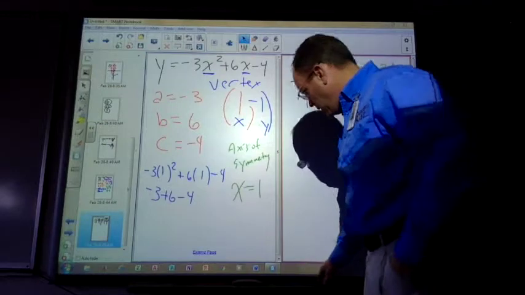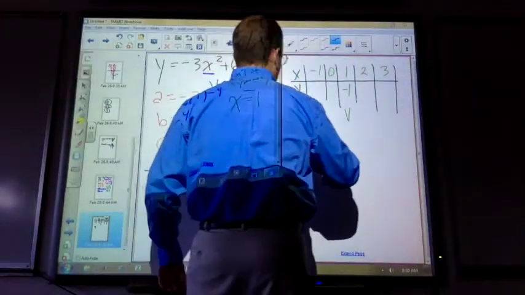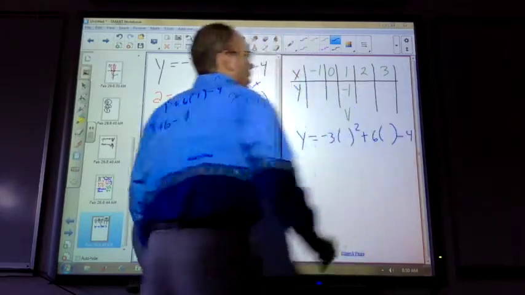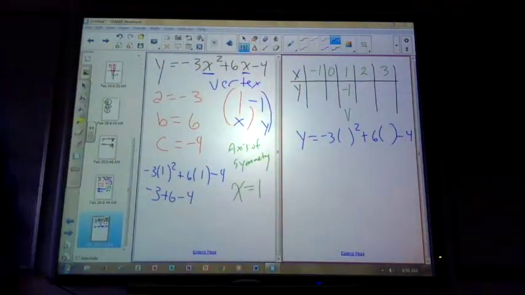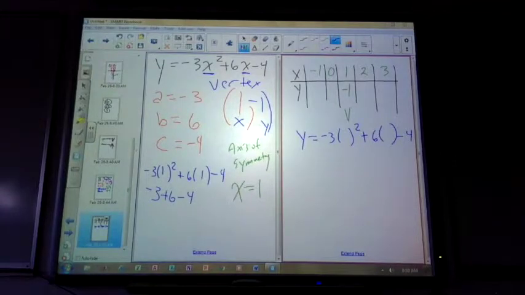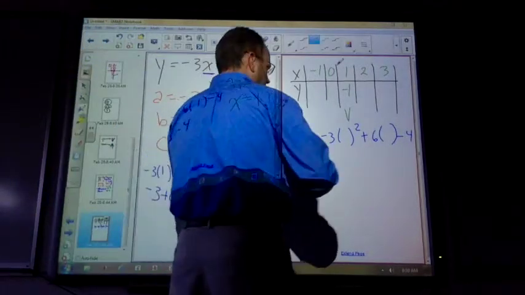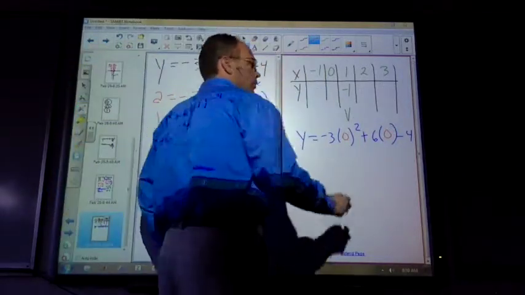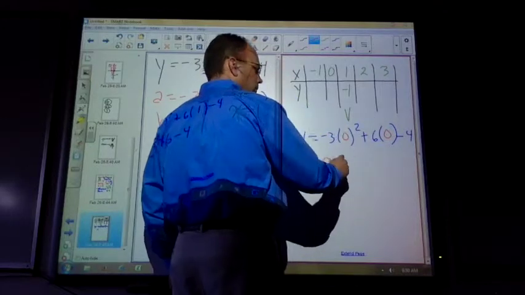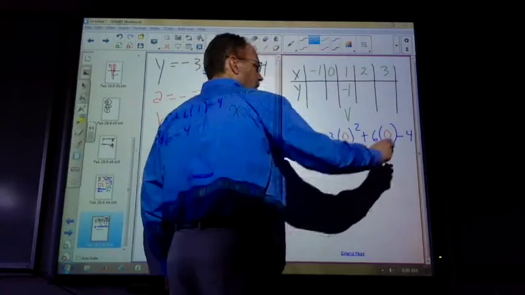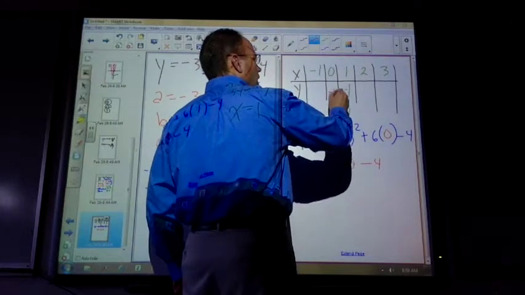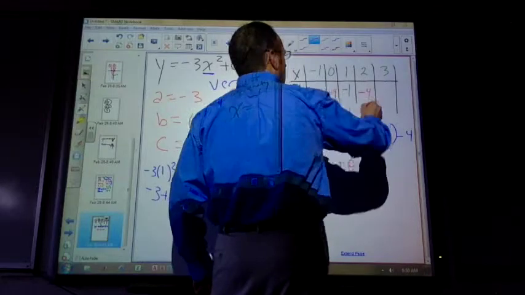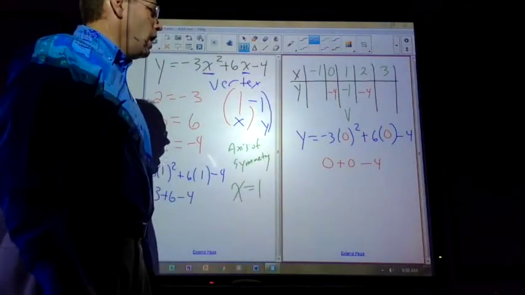Okay. All right. So we're going back to our original: y equals negative 3 x squared plus 6 x minus 4. Should I plug 0 or 2 in? Which is easier? 0? Okay. Plug in 0, see what happens. 0 here, 0 here. 0 squared is 0. Negative 3 times 0 is 0. 6 times 0 is 0. Minus 4. 0 minus 4 is negative 4. What else gives me a value of negative 4? 2 does.